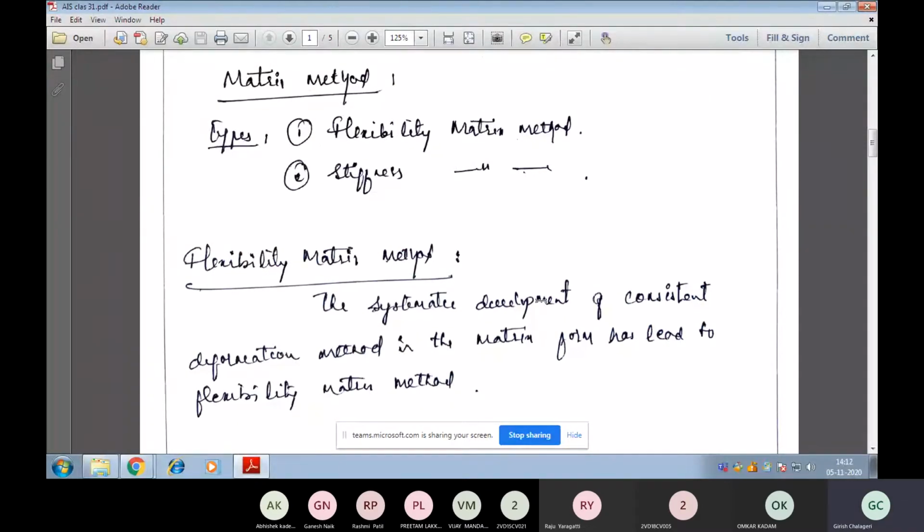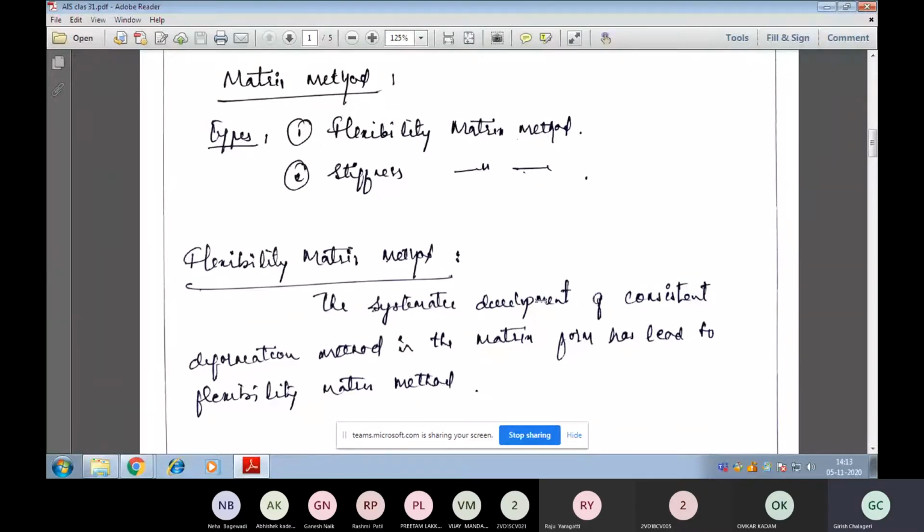You have already learnt about matrices in your mathematics. Since the equations are written in the form of matrices and the analysis is done in the form of matrices, these are called matrix methods. Usually there are two types of matrix method that we are going to learn in this syllabus. One is the flexibility matrix method. The other one is the stiffness matrix method.